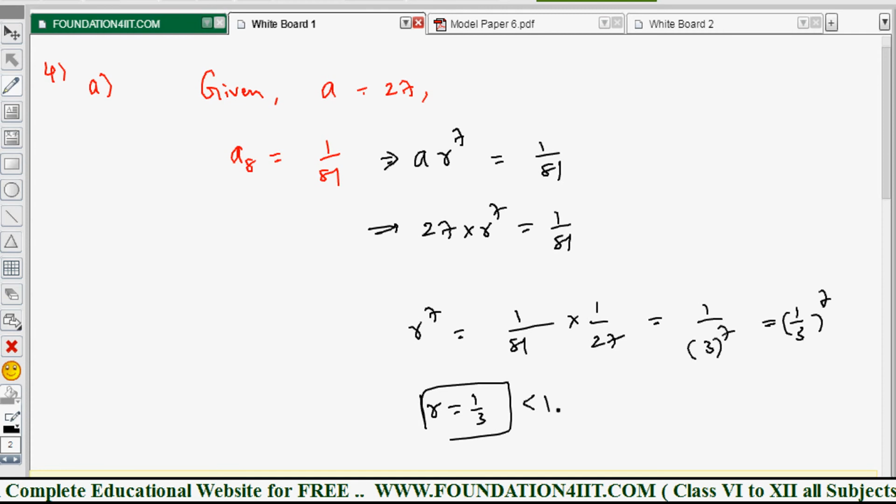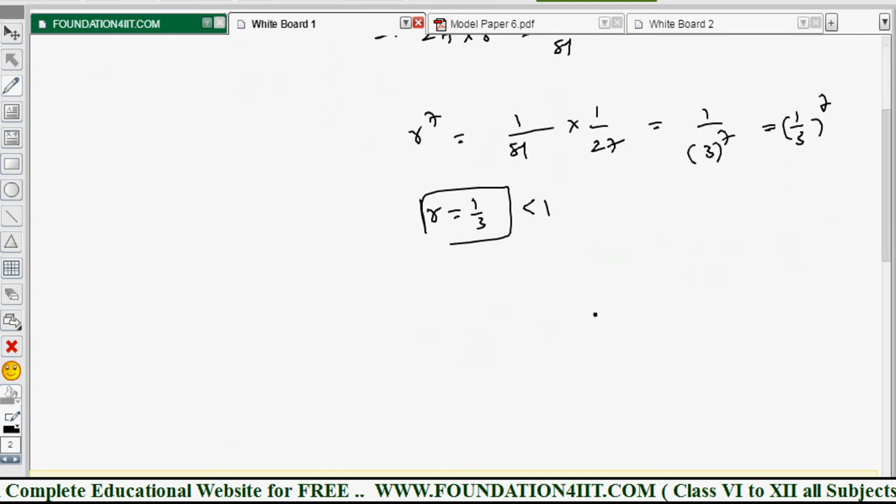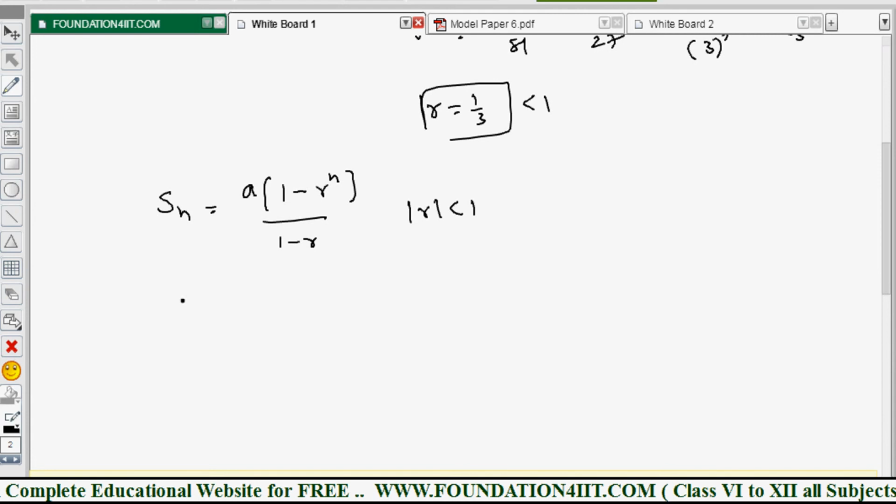Now this is less than 1. If r value is less than 1, we need to write the Sn formula. Sum of n terms is a into 1 minus r power n by 1 minus r. This is when r value is less than 1. According to the problem, we need to find the sum of 10 terms. S10 is equal to a into 1 minus r power 10 by 1 minus r. So a is 27 and r is 1 by 3, so 1 by 3 to the power 10 by 1 minus 1 by 3.